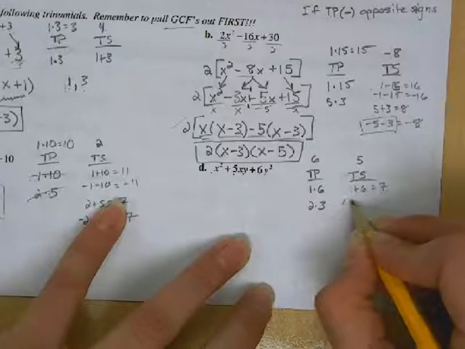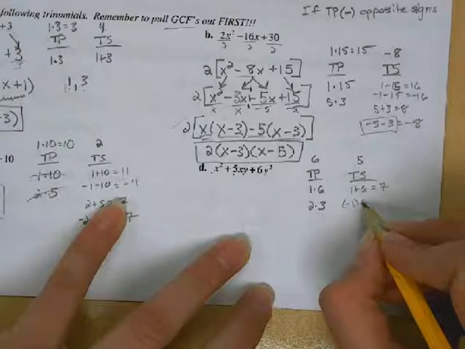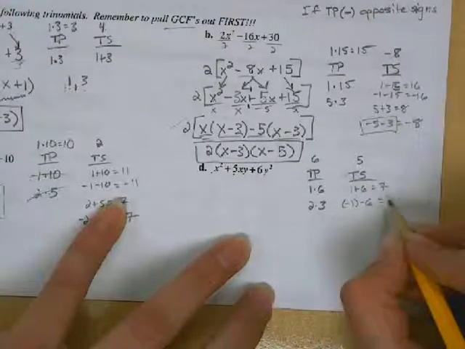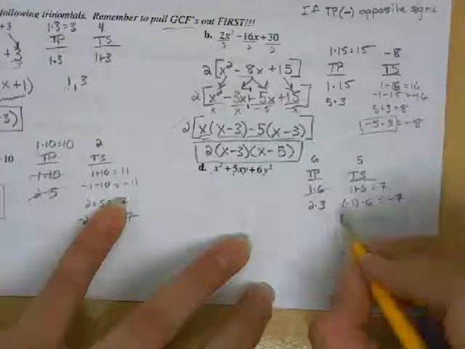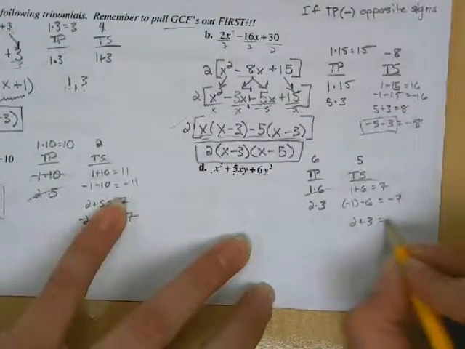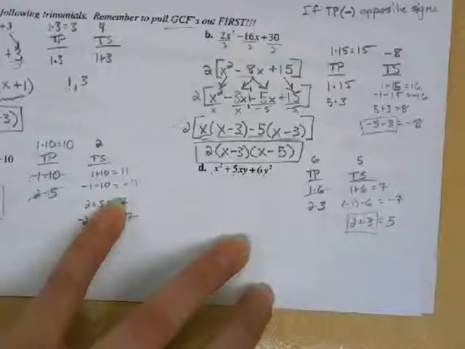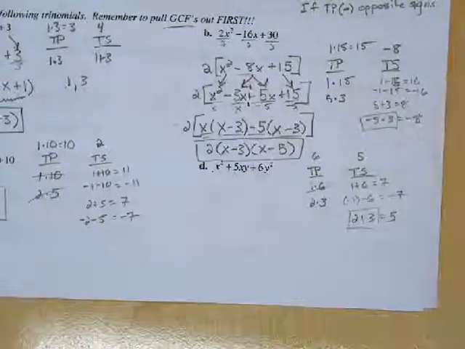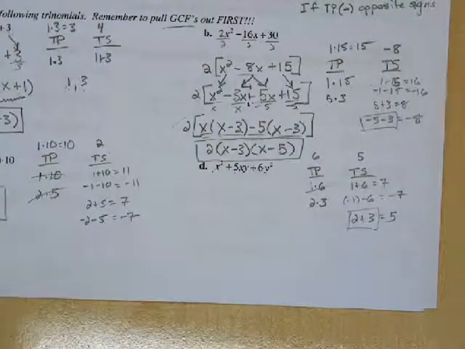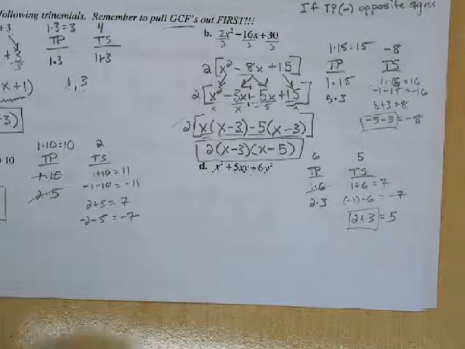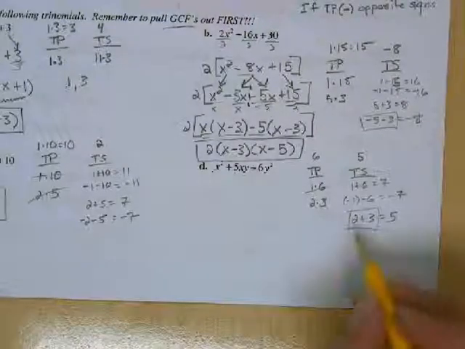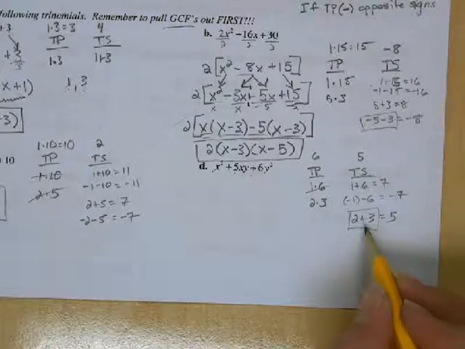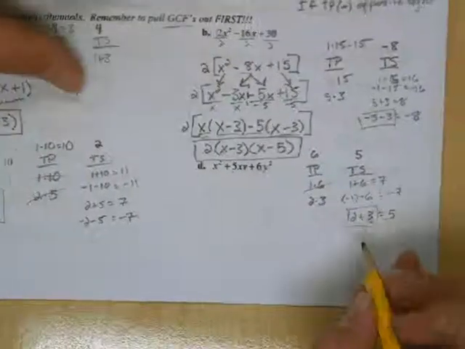Okay, 1 plus 6 is 7. Negative 1 minus 6 is negative 7. That doesn't work. 2 plus 3 does equal 5, however. So 2 and 3 are our numbers. Okay, so 2 plus 3 is going to add up to 5 and multiply to 6. So here we go. These are my new split the middle numbers, 2 and 3.